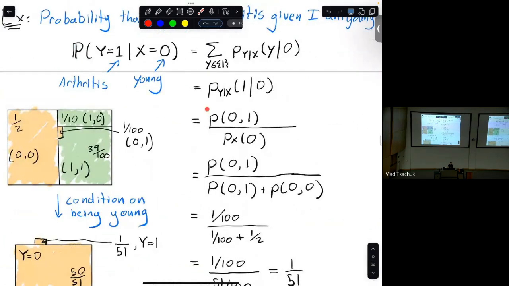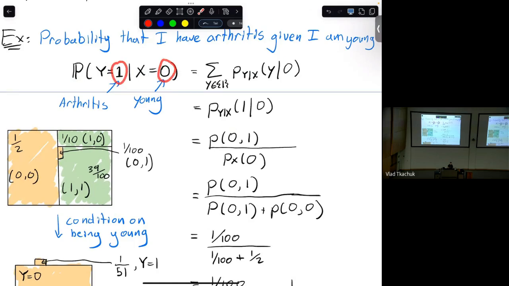That ratio is going to be the joint of the two values. It's going to be 0 and 1, being young and having arthritis, and that's this little region. That's that probability. And then in the denominator, you have the marginal, which tells you the probability only for a particular random variable, the one you conditioned on. So now we have to use the formula for the marginal here. And what's the marginal formula? You fix the corresponding random variable x, and you sum up over the other one, which is the arthritis random variable. And so you get this.